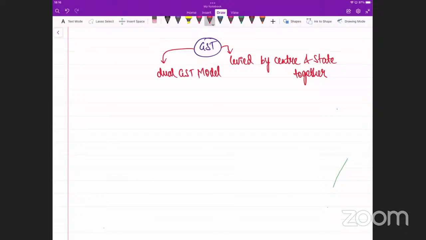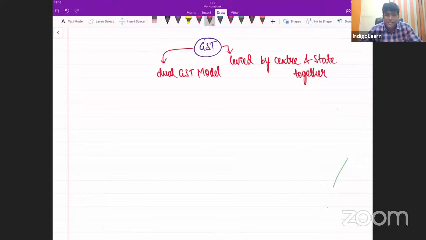Come on, what model we call it, guys? We call it as dual GST model, since it is levied by central and state together. And this dual GST model is basically copied from Canada, guys. I repeat, this dual GST model is basically copied from where, sir? Canada model. Technically, we call it as Canada dual GST model levied by central and state together.